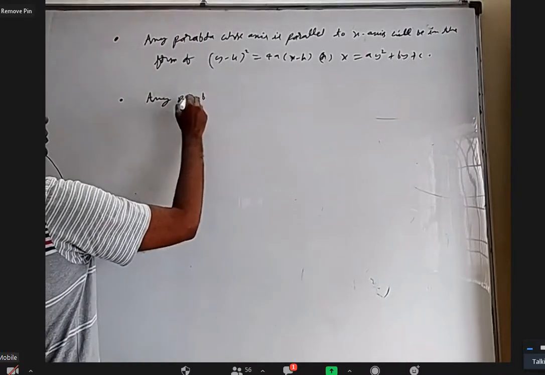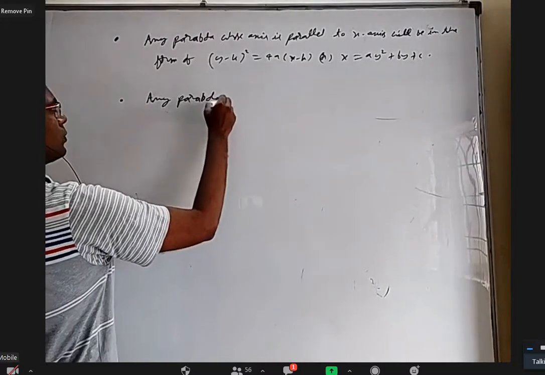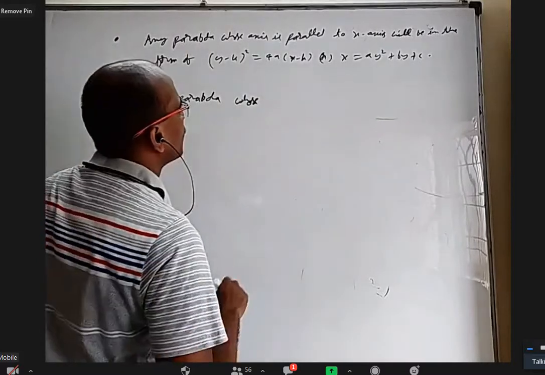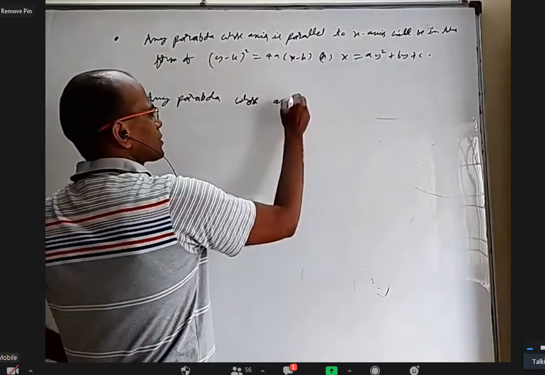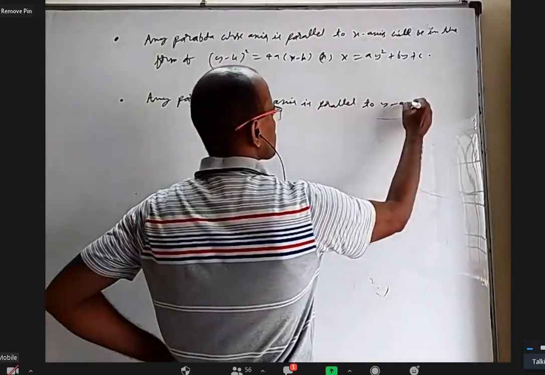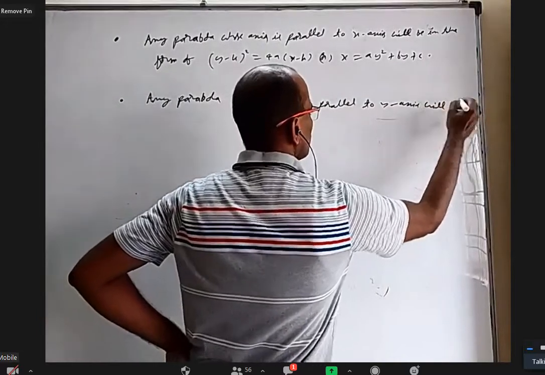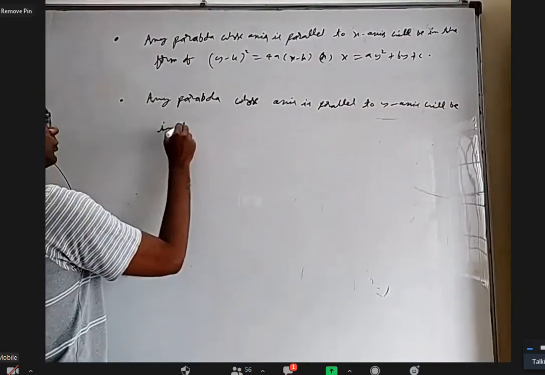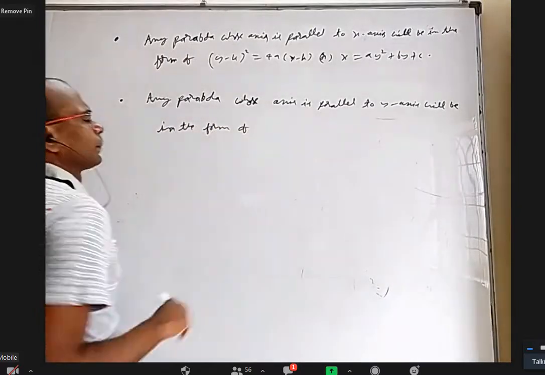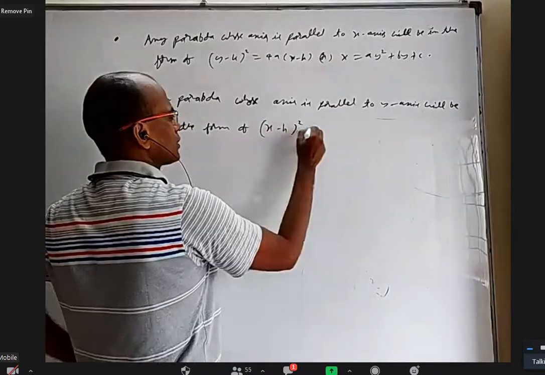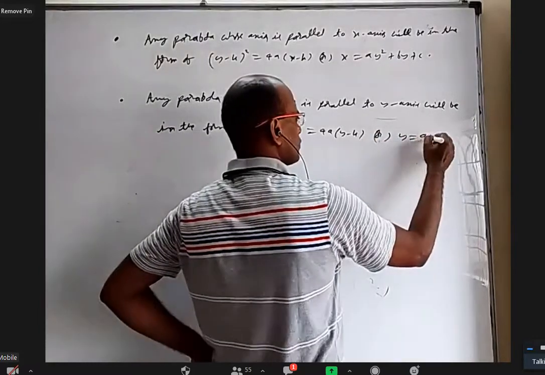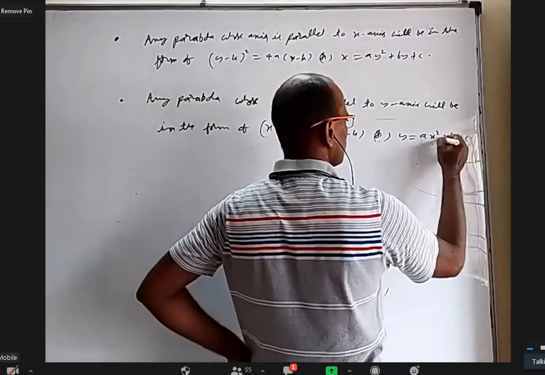Any parabola whose axis is parallel to y-axis will be in the form of x minus h whole square equal to 4a into y minus k. That is in the form of y equal to ax square plus bx plus c.